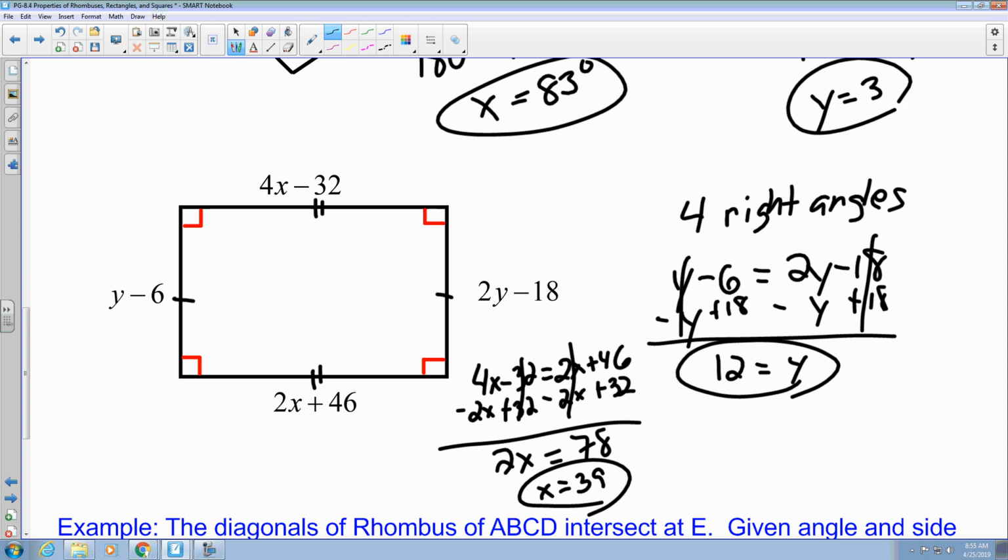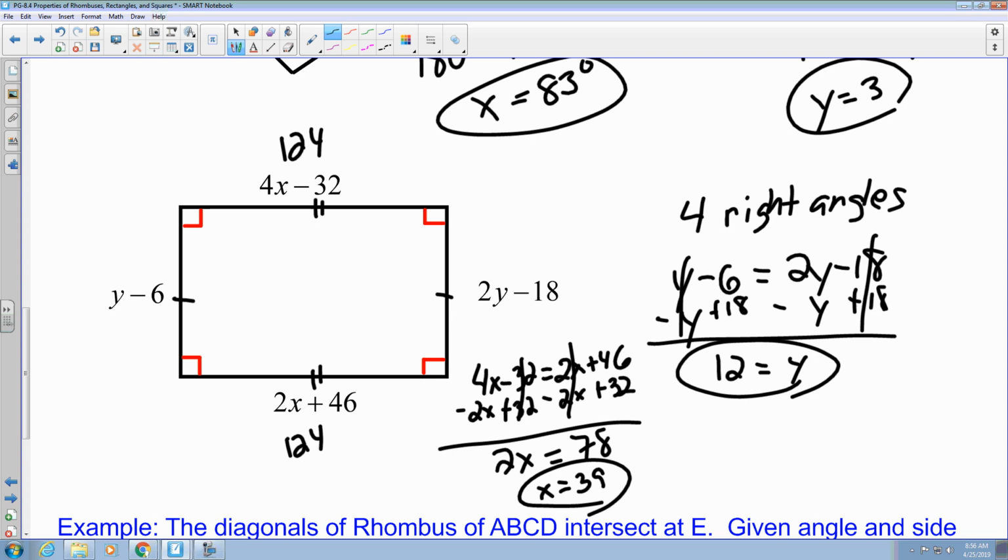Okay, so now I know that x is 39 and y is 12. We can see what the measurements are going to be. So I have 39 times 2 plus 46, that gives me 124. 39 times 4 minus 32, so I get 124. So 124 on both of them checks off. That means we did the math right for the value of x.